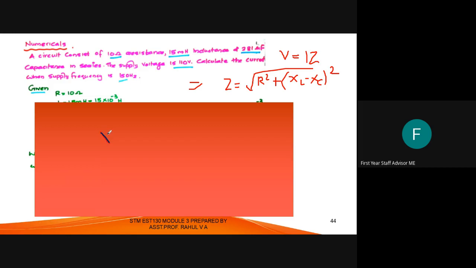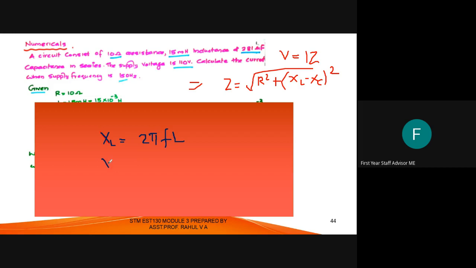XL is nothing but 2 pi fL. We know this equation from the derivation of the inductor.